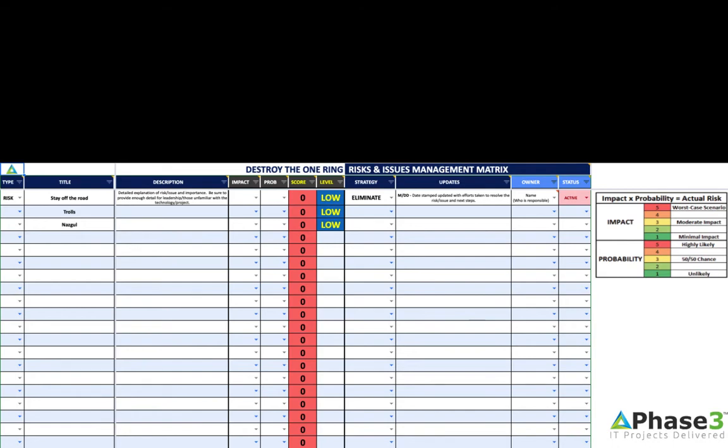Identify all known risks. Determine, are they a low probability or a high probability, a low, medium, or high risk? Document all that information here. You can also use this matrix to document issues that arise during the course of the project.